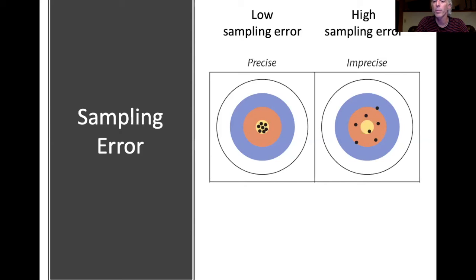In contrast, when we have high sampling error, there's a lot of variability among the estimates in each of the samples. They're all still centered around that true value, but there's a lot more spread around them. That is, they are imprecise.